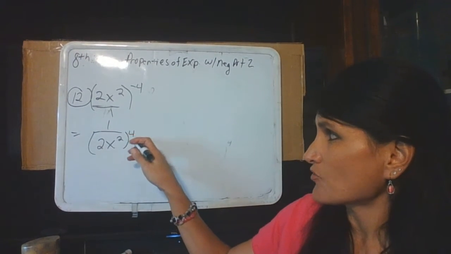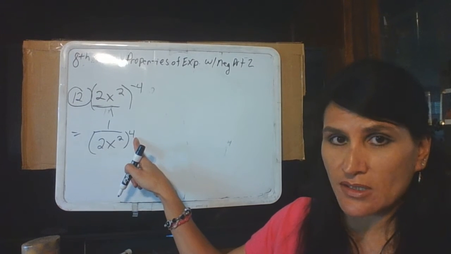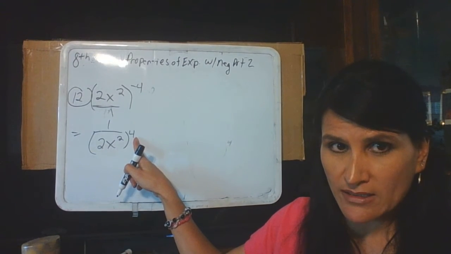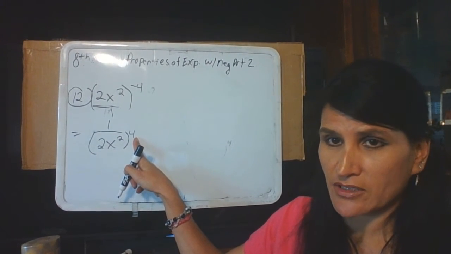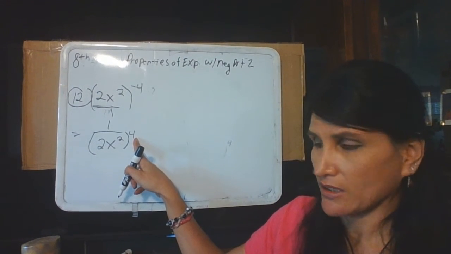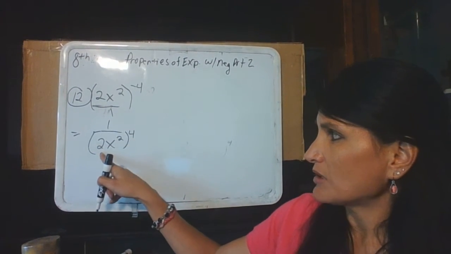Now, because this is 4 or less, I told you guys you have to solve them when the exponent is 4 or less. If it's more than 4, like 5, 6, 7, you can leave it like that. You don't have to simplify it. We're going to have to think about what this is saying.